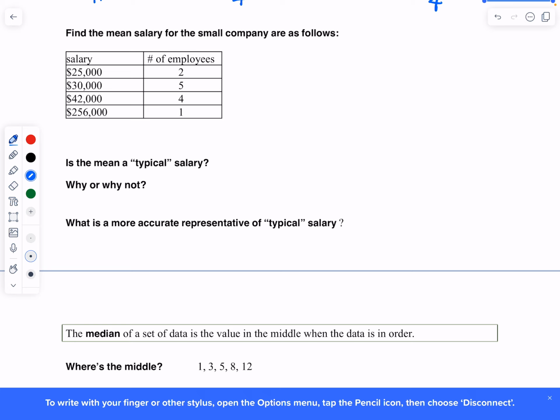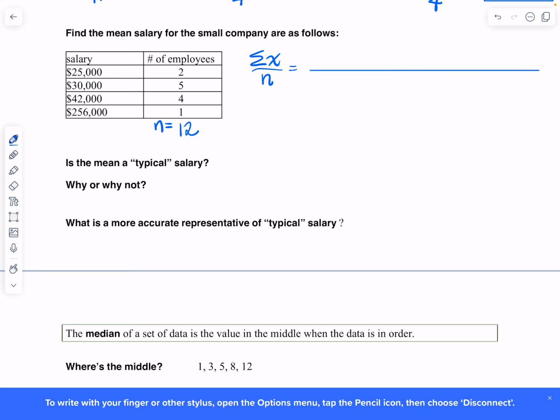So first of all, remember, if you're asked to find the mean, we have to sum all the data points over the number of data points. So let's deal with the number of data points. The number of data points equals the sum of the column that says the number of employees: 2 plus 5 is 7, plus 4 is 11, plus 1 is 12. Checking that again: 1 and 4 is 5, 5 and 5 is 10, 10 and 2 is 12. Okay, so n is right.